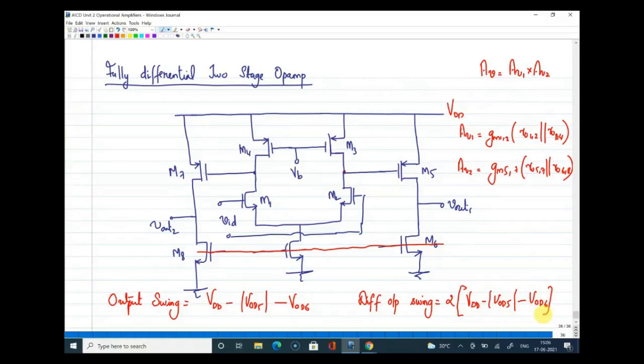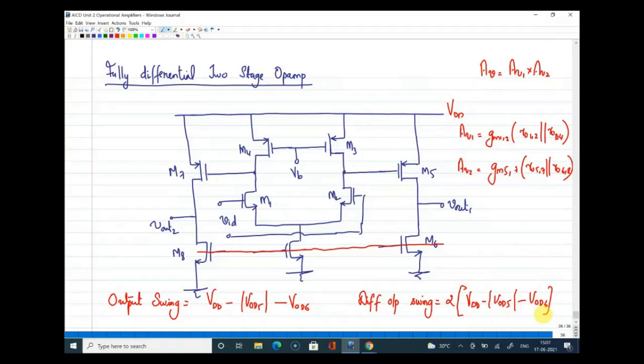Now what we are using as the first stage in this circuit diagram is a simple differential amplifier. Depending on our requirement, you can make the first stage a telescopic op-amp, or a folded cascode op-amp, depending on how much gain we need. That is in general what we do, right?